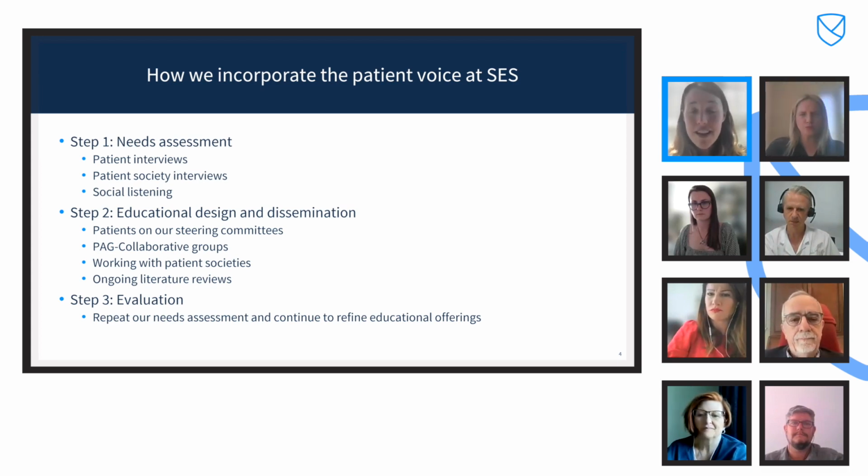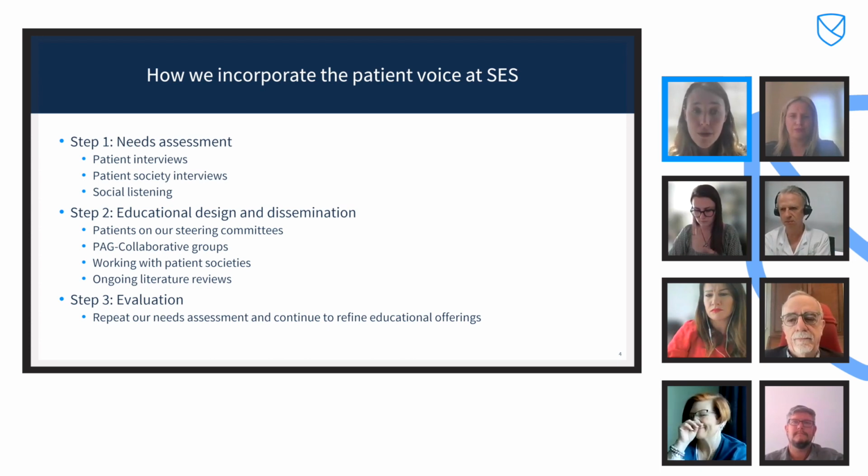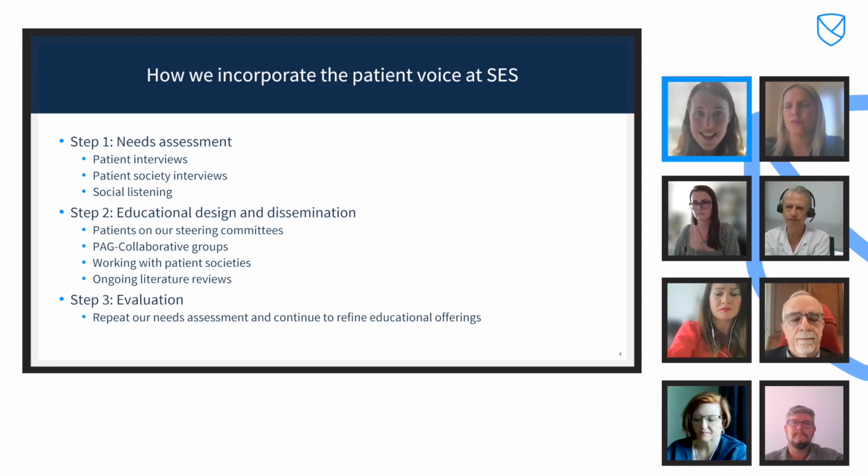And then as a step 3 evaluation, we look to see whether all of this has worked. Mainly we do this by almost repeating step 1, circling back and interviewing those same patients, speaking to the societies and speaking to the people who sit on our steering committees and collaborative groups to see whether or not what we're doing is working.